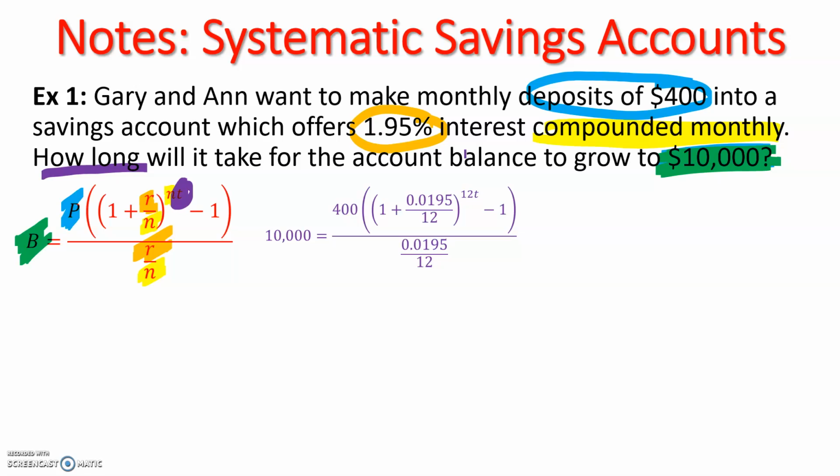So we have 10,000 is equal to 400 times 1 plus 0.0195 over 12 to the power of 12t minus 1 all over 0.0195 over 12. Now this looks crazy complicated. It's not as complicated as it looks. So the first thing I think we should do is simplify this piece and this piece just to condense this formula.